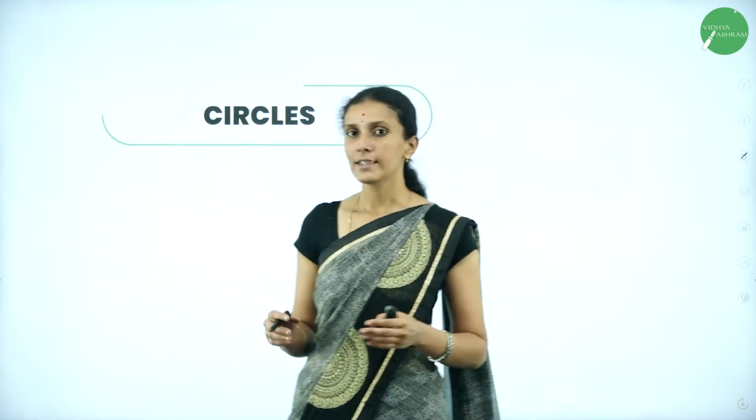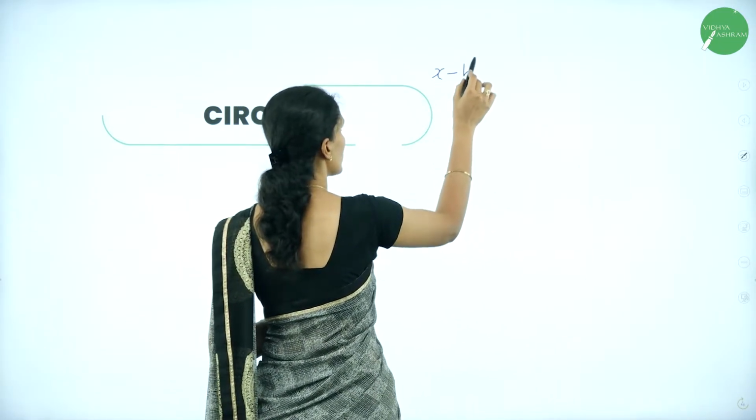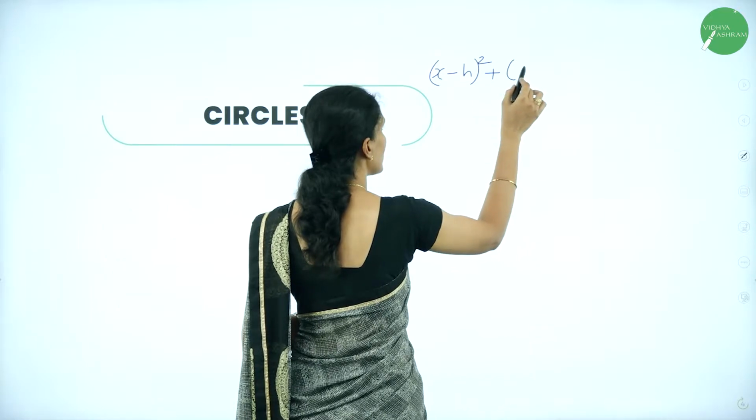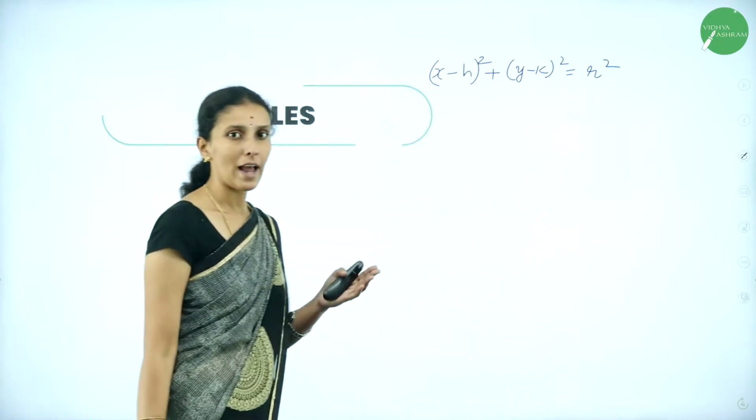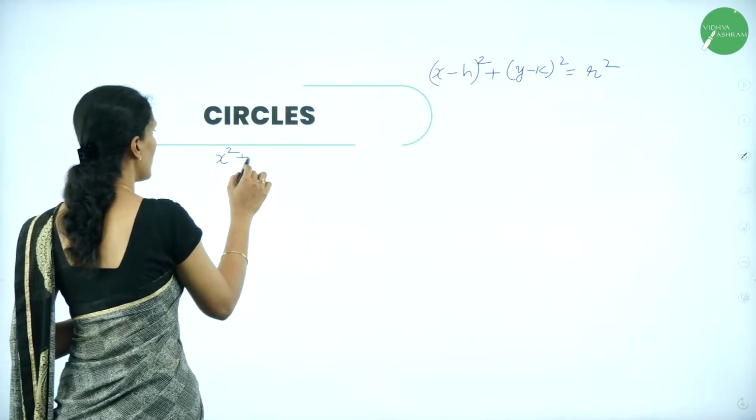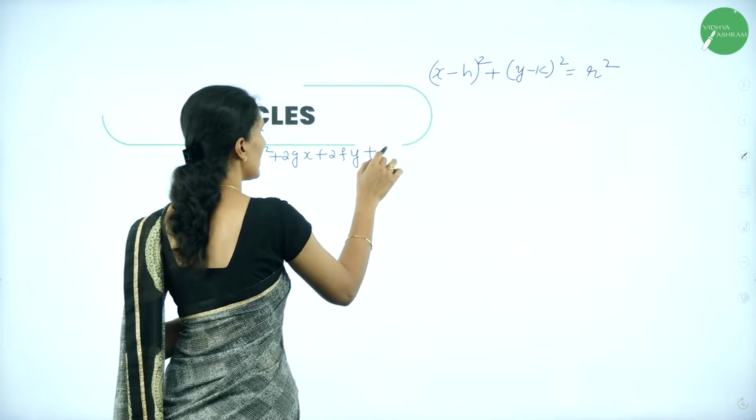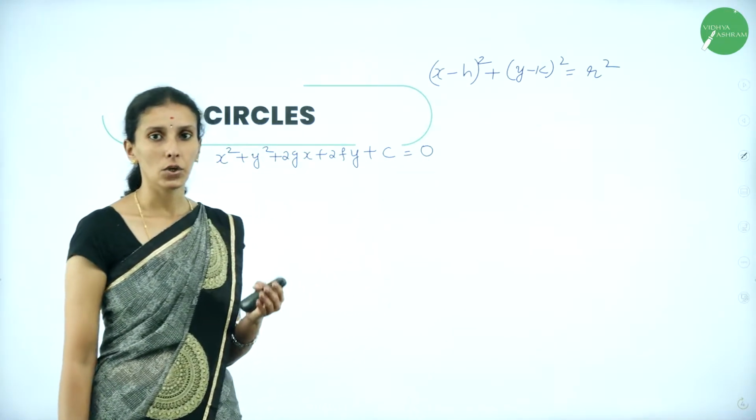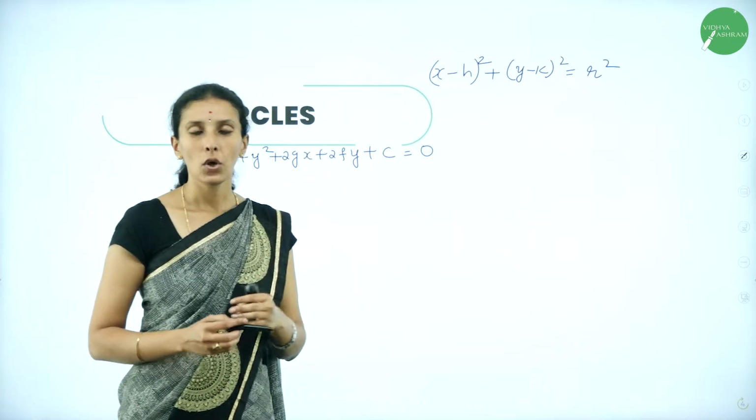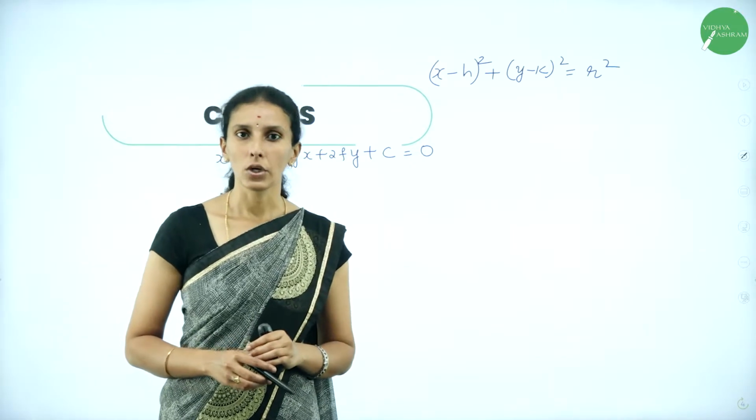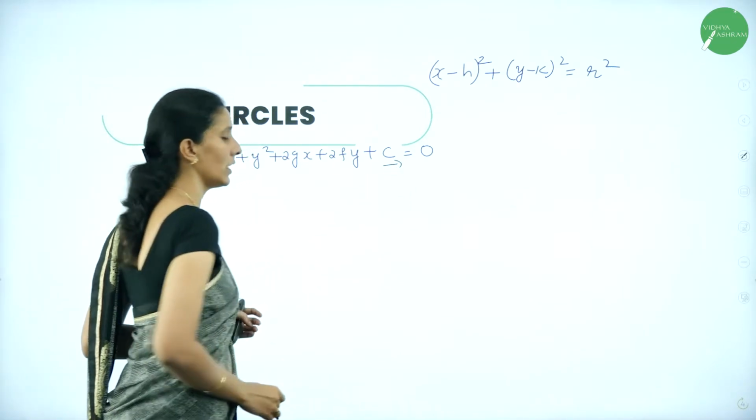For this, let us see the standard equation of the circle. What is the standard equation of the circle whenever the center is given? The center is h comma k, that is x minus h whole square plus y minus k whole square is equal to r square. Now let us convert this equation into this form, then we can show that it is the equation of the circle. So what I'll do here, let me shift c to the right hand side.